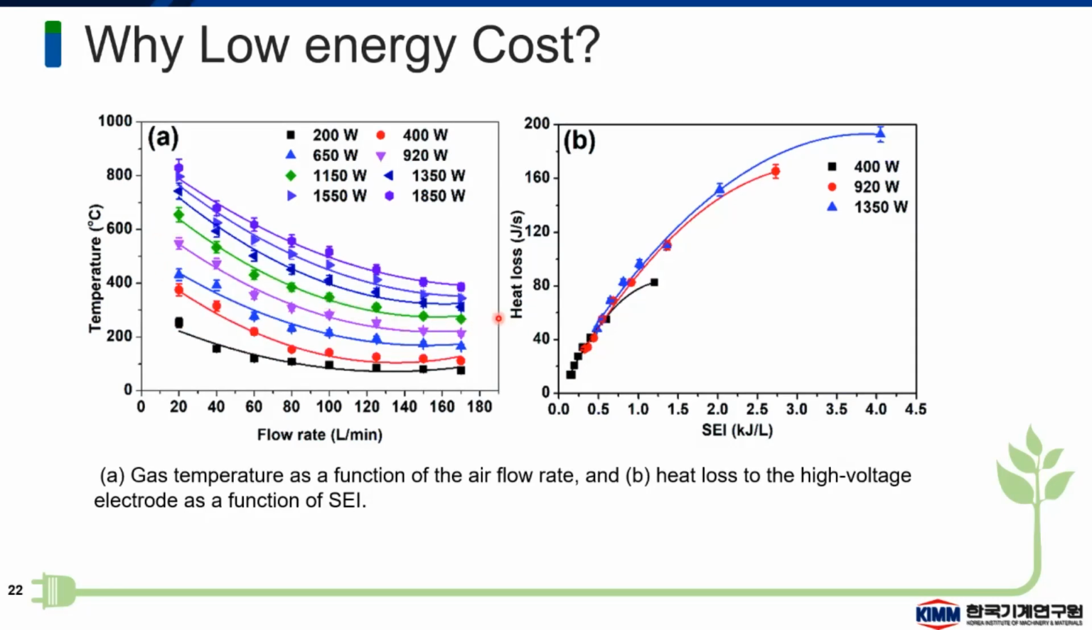After that, we check heat losses to the electrode and reactor body by checking the temperature of the cooling water. And we found that at high specific energy, heat losses to the reactor are high, and as specific energy becomes lower, heat losses also become lower. That's why we get high energy efficiency at low specific energy.